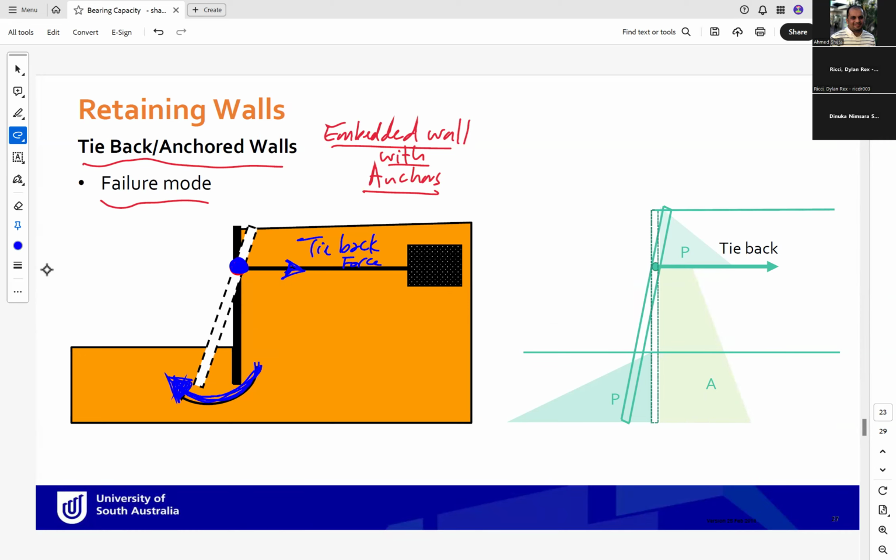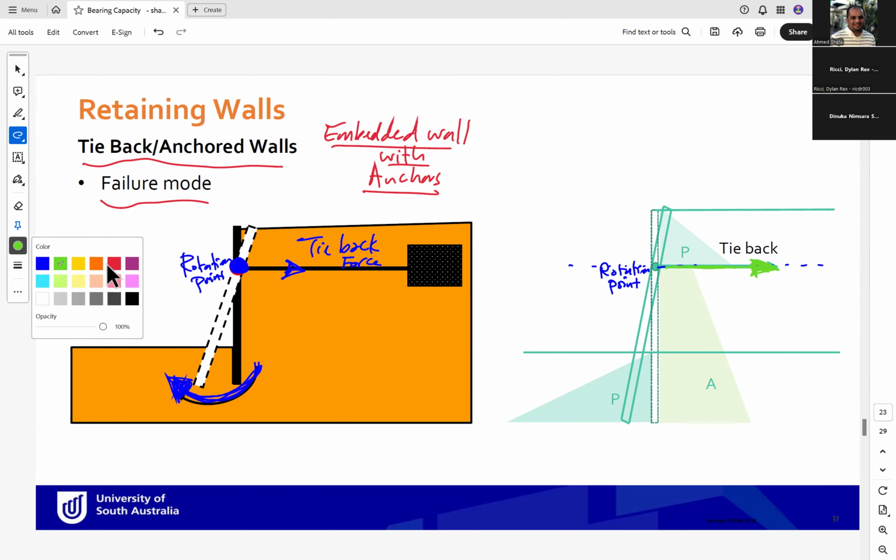this direction, we have, above the rotation point, this is the rotation point. Okay, so due to the presence of the tie back force here, the pressure has changed. So when the wall moves here towards the soil, this is a passive case. So we have a passive case on top here.